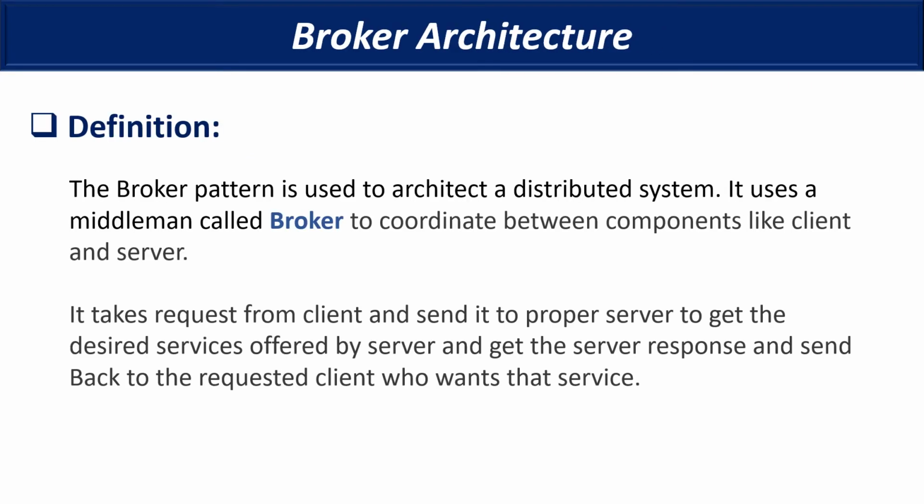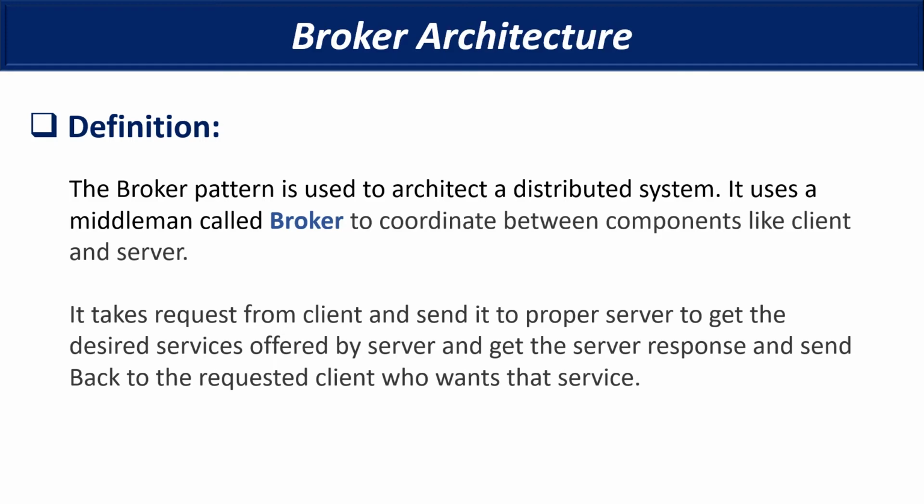The broker architecture is a pattern used to architect a distributed system. It is not one system, it is a huge amount of distributed systems that work together. It uses a middleman called a broker to coordinate between components like client and server. There are a total of 3 components in broker architecture: the broker itself, the client and the server. It takes requests from the client.